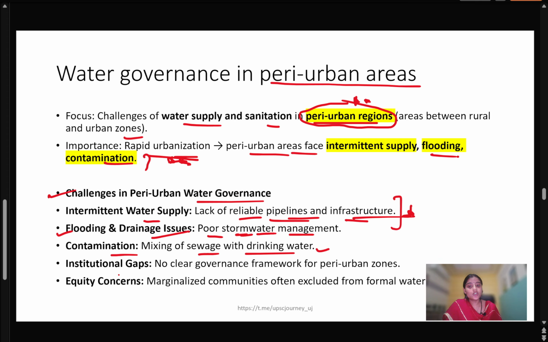Again, we have institutional gaps: no clear governance framework for this peri-urban zone, because we already look into the urban zone or maybe the rural zone, but there's no proper framework for peri-urban areas. And there is an equity concern because marginalized communities are often excluded from the formal water network. They are not getting a proper share, and these marginalized sections are always excluded from the formal water network.